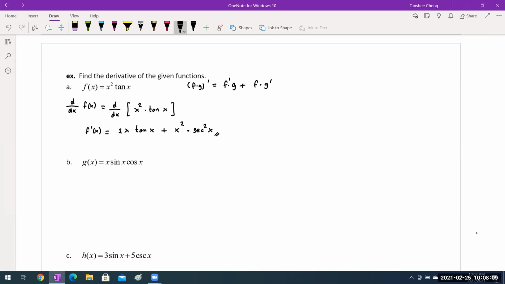This time I have example B. I have g of x is x times sine x times cosine x. So I have three factors. So we are looking at this situation, f times g times h, prime. To take the derivative of that, that will be the derivative of the first factor times the other two, plus the derivative of the second factor times the other two, plus the derivative of the third factor times the other two. So that's the format that we need to go with.